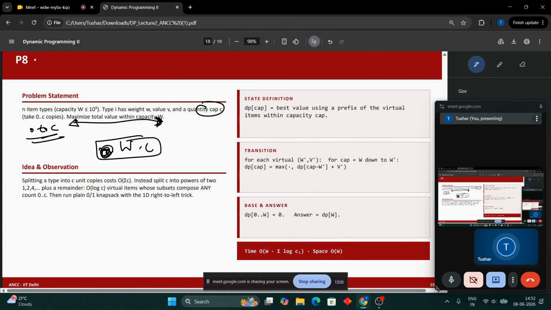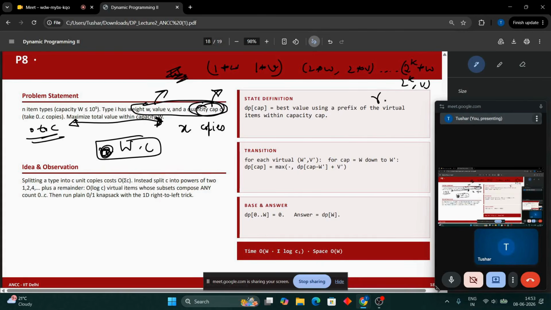So the main idea is that for any item with quantity c, where we are taking x copies of that, we can replace the item (W, V, C) with equivalent items having the weights: 1 times W and value 1 times V, 2 times W and 2 times V, and so on, up to 2 to the power k times W and 2 to the power k times V, and then the remainder R times W and R times V. The claim is that any number x can also be achieved by using some subset of these items, and these are log many items. So our time will reduce to W times log Ci.